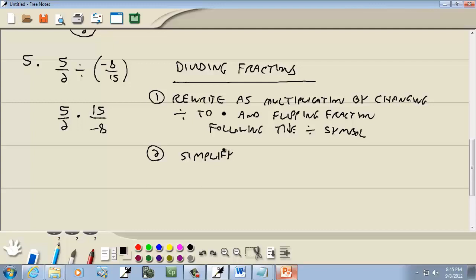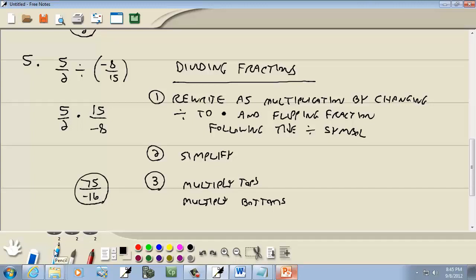After you've done that, then you simplify. Remember, if you can divide a number on top and a number on the bottom by the same number, do so. I don't see where I can divide anything or simplify any. So we'll go to step 3. Multiply the tops and multiply the bottoms. Five times 15 is 75, and 2 times -8 is -16. And again, if you've done a good job of simplifying, there's no simplifying here at the end.